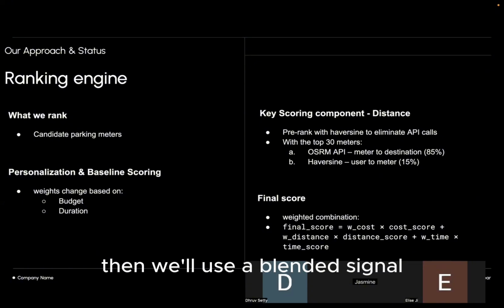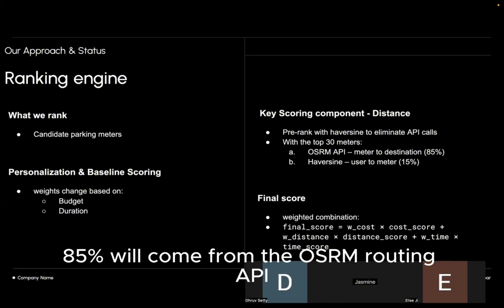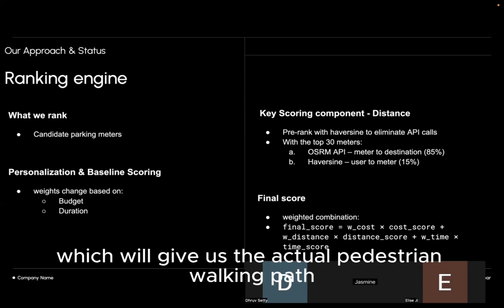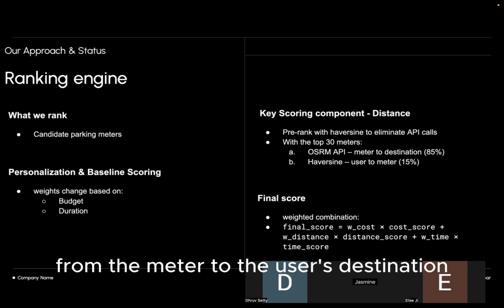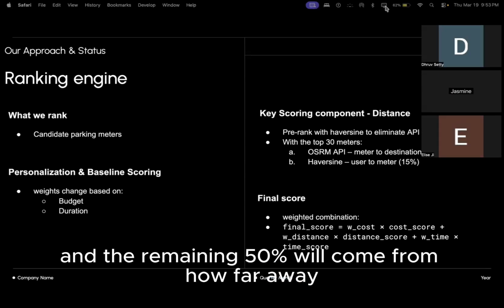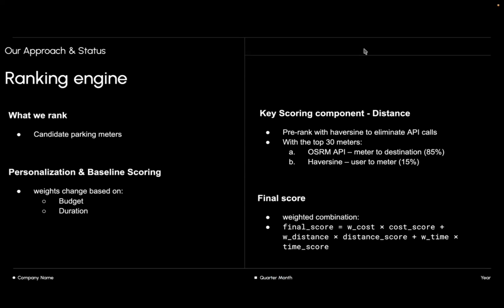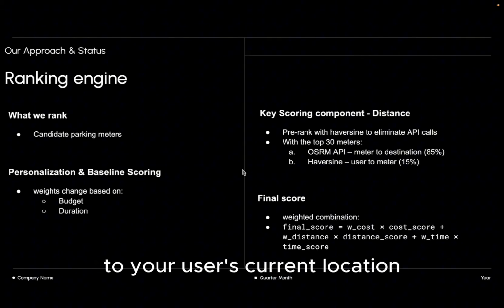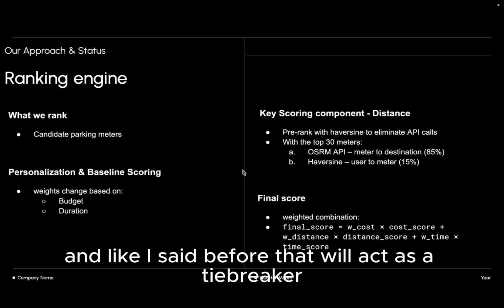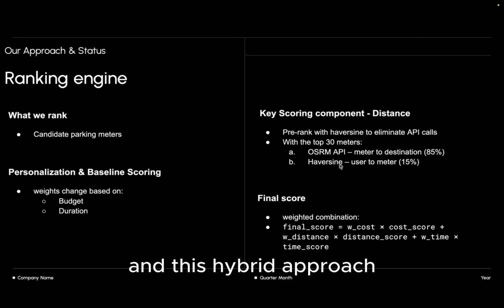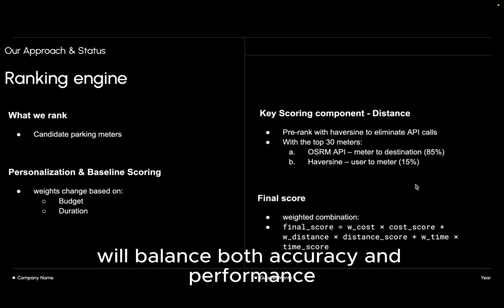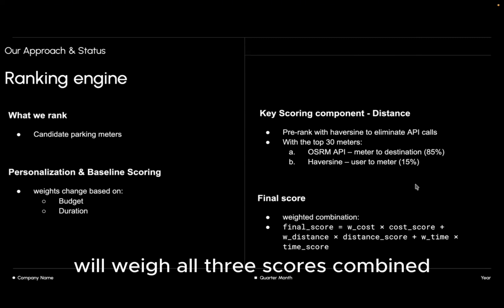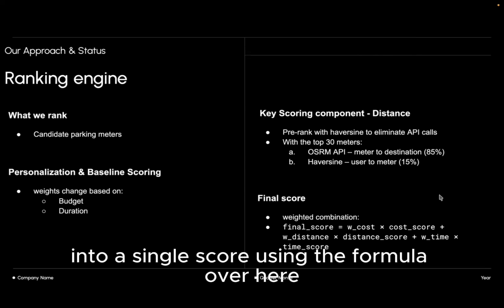Then we'll use a blended signal. 85% will come from the OSRM routing API, which gives us the actual pedestrian walking path from the meter to the user's destination. The remaining 15% will come from haversine measuring how close the meter is to the user's current location. Like I said before, that acts as a tiebreaker. This hybrid approach balances both accuracy and performance. The final score combines all three scores into a single score using the formula over here.